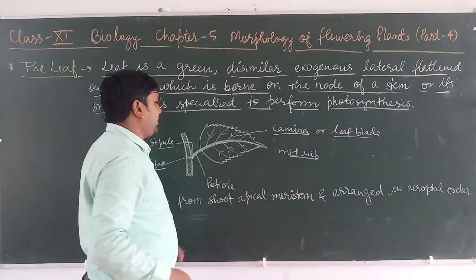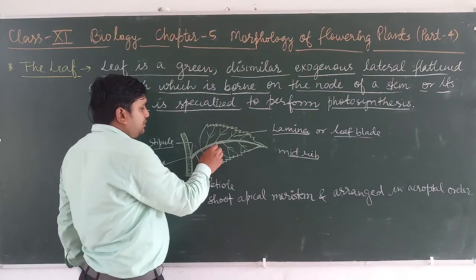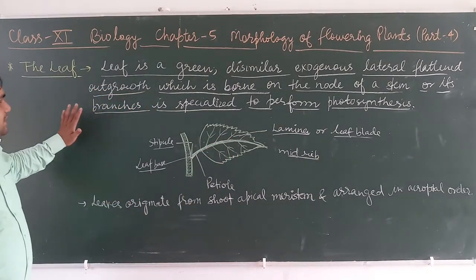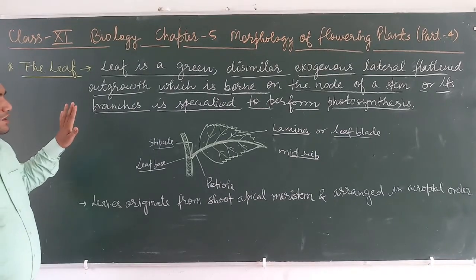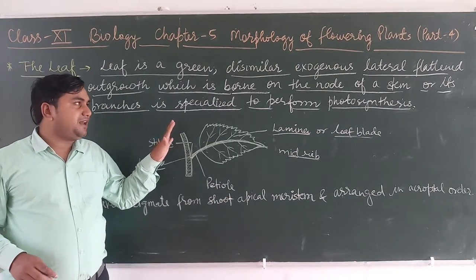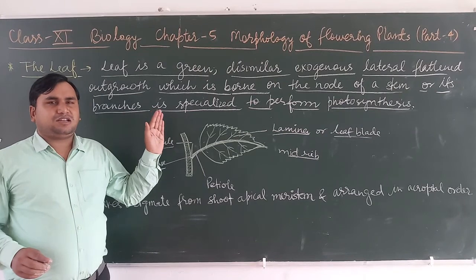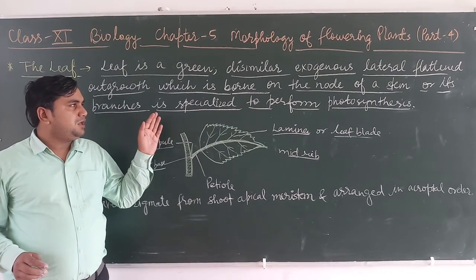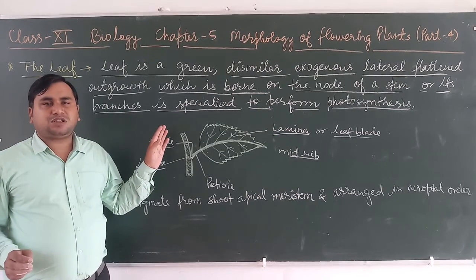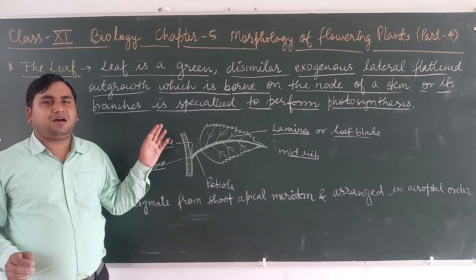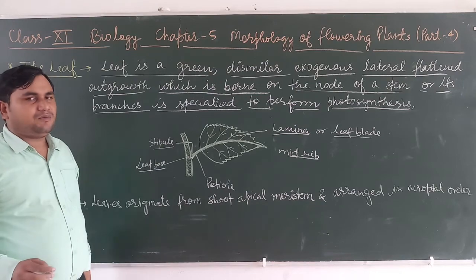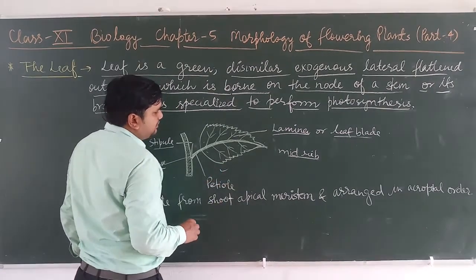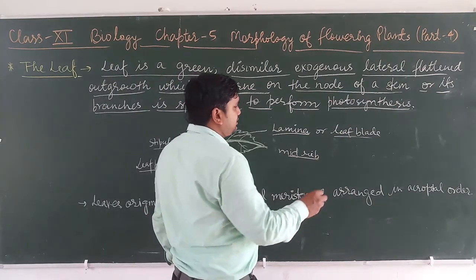They have different veins in the leaves. So simply we can say a leaf is mostly green in color. It has a dissimilar exogenous lateral outgrowth, which is present on the nodes of the stem and performs a function that is called photosynthesis. And that's why the leaf is known as the kitchen of the plant.